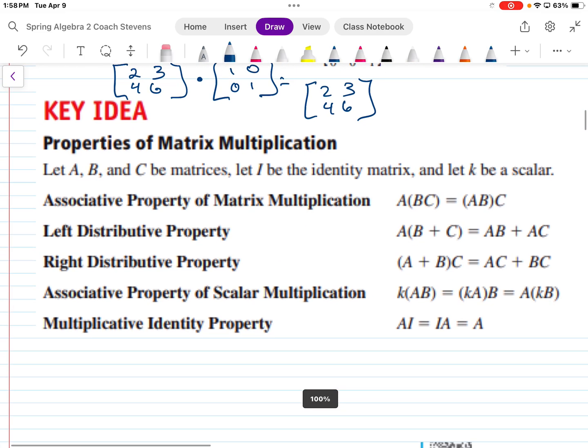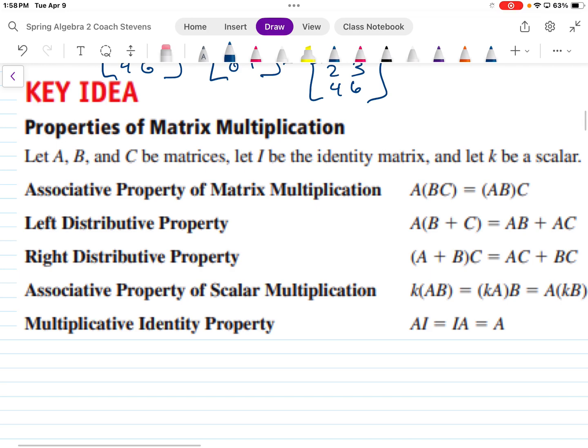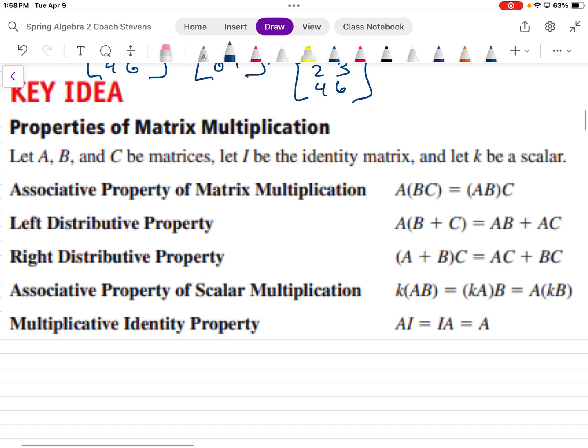Some properties with matrix multiplication, because not all properties with normal math that we learned, like associative and commutative, actually work in the matrix world. So they're saying here, let A, B, and C be some type of matrices, let I be the identity matrix, and let K be some type of scalar multiple.